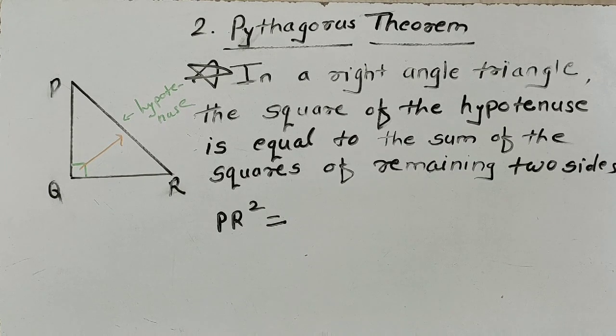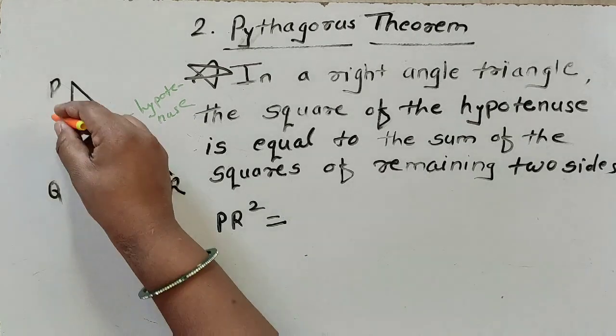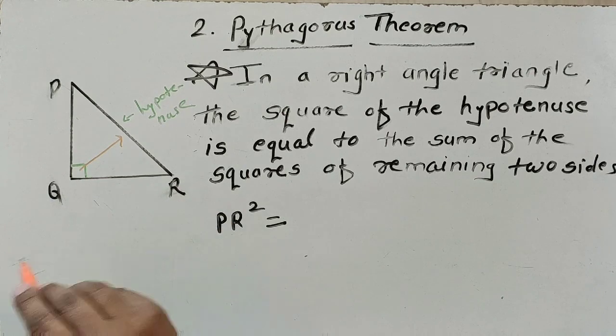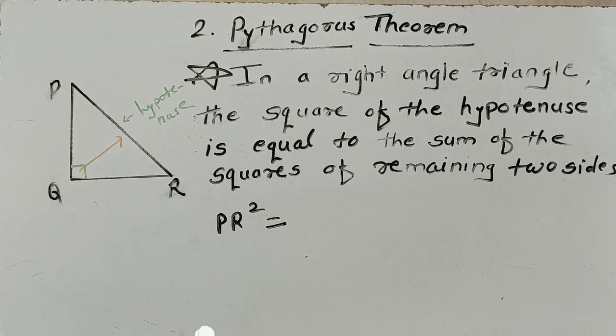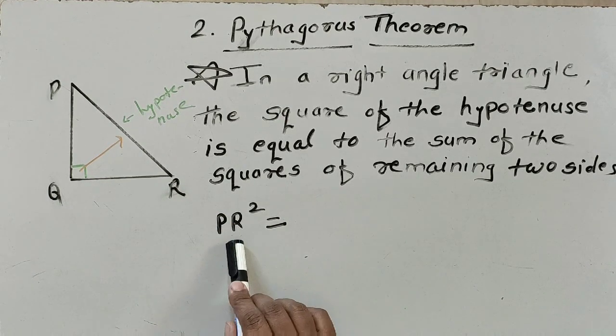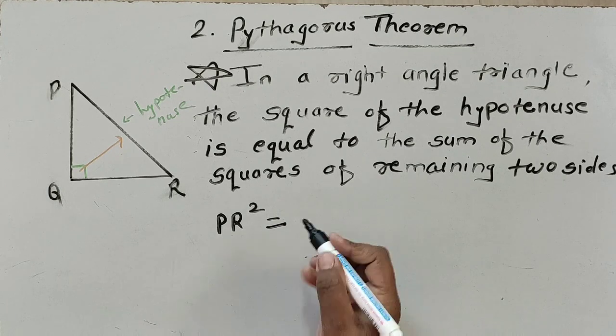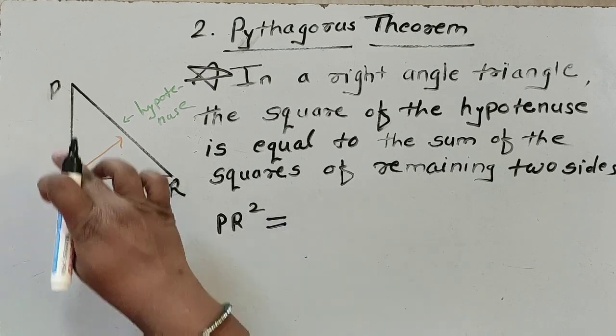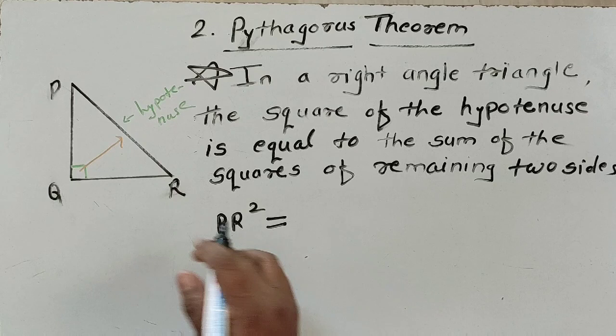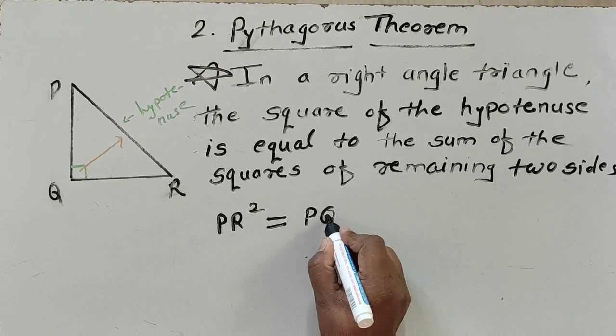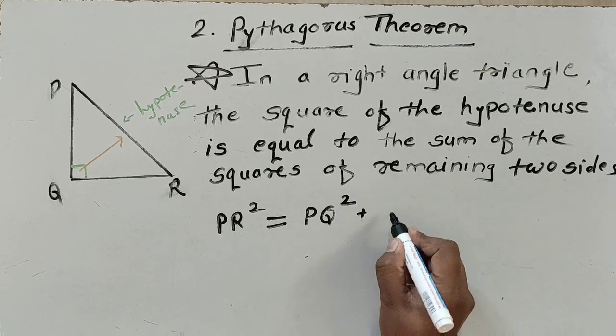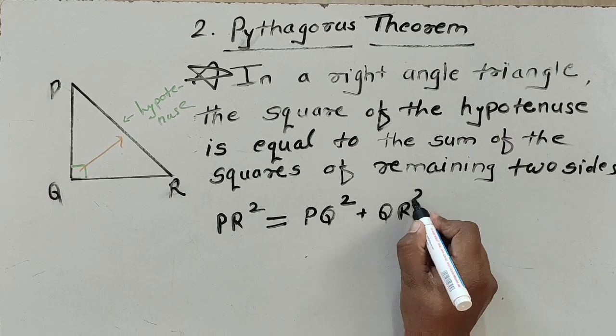And a triangle has three sides, and one side is its hypotenuse, then the remaining sides PQ and QR are the two remaining sides. So as per our theorem, the hypotenuse square is equal to the sum of the squares of the remaining two sides, and the remaining two sides are PQ and QR. So here we have to write PQ square plus QR square, and that is our theorem.